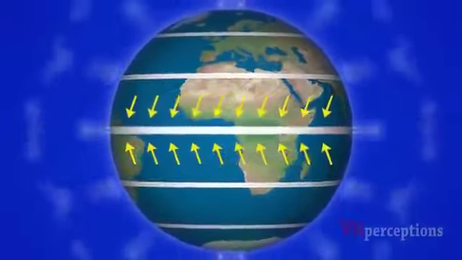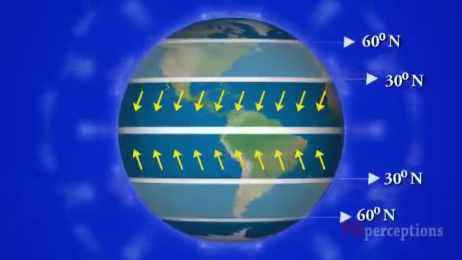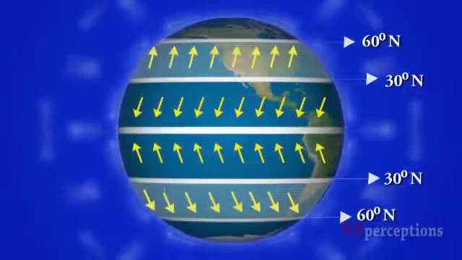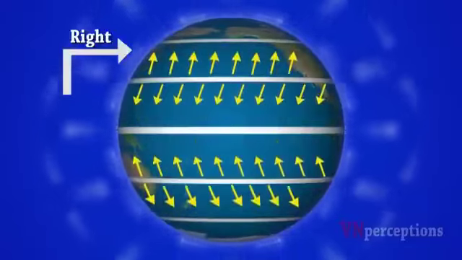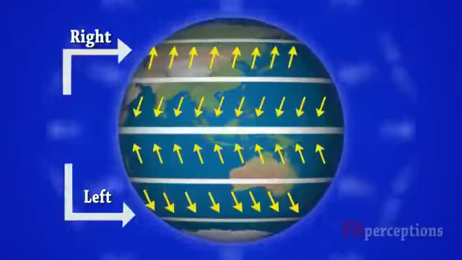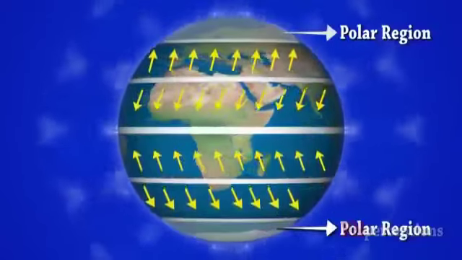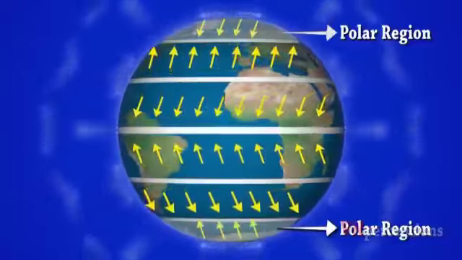In the same way, between 30 and 60 degrees north and south, the wind bends towards the right and left in the northern and southern hemispheres respectively. Even at the polar region, the same phenomenon can be seen.